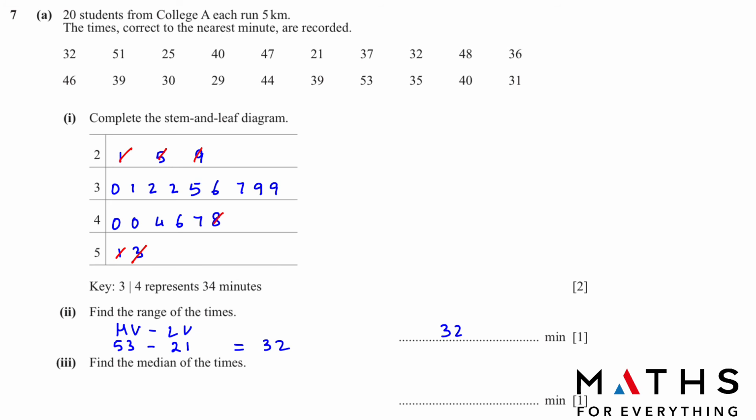We cancel 3, then 1 like this. And you will be left with two numbers, 7 and 9. So you have 37 and 39. Add them together and divide by 2. This will give us 38 as our median. Did you understand this?